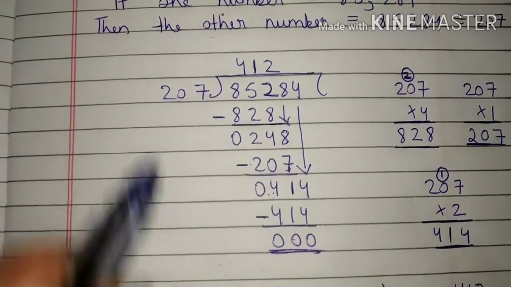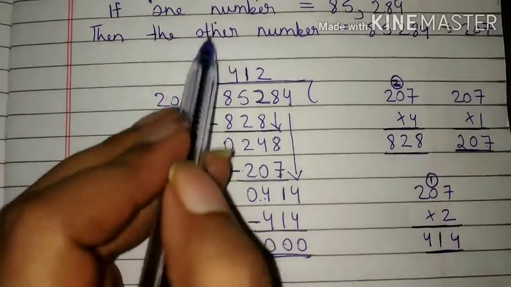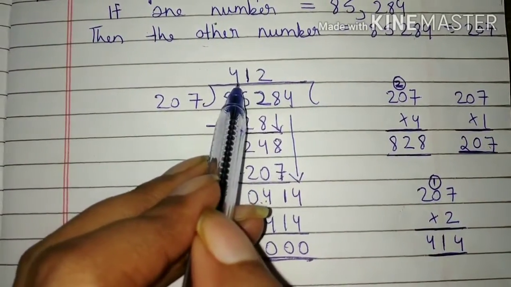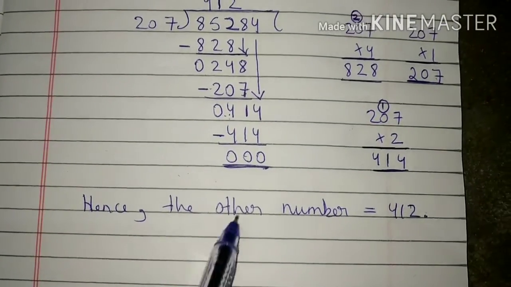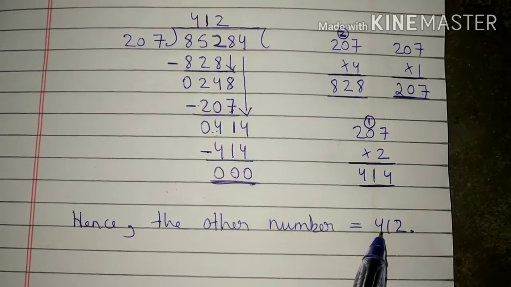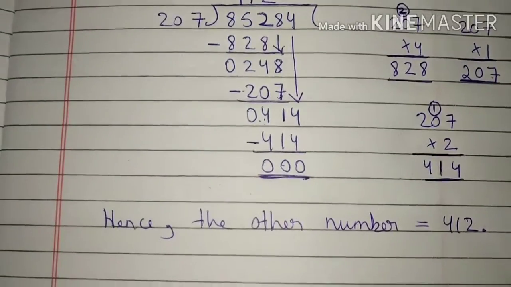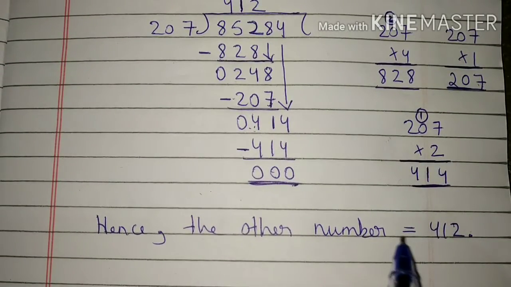So students, the other number is 412. Hence, the other number is 412. Students, this is your answer.